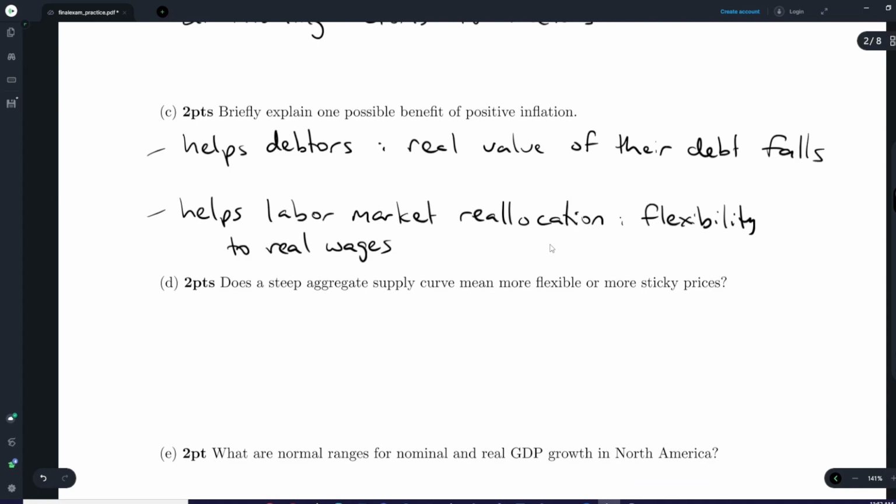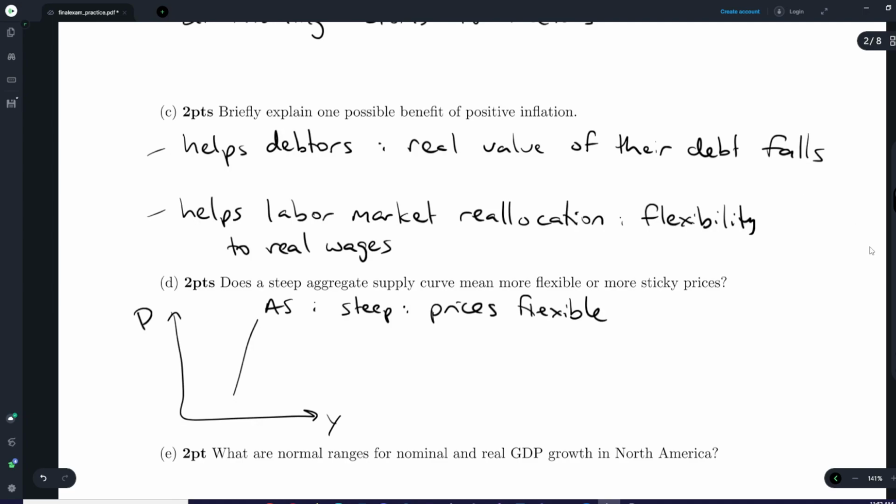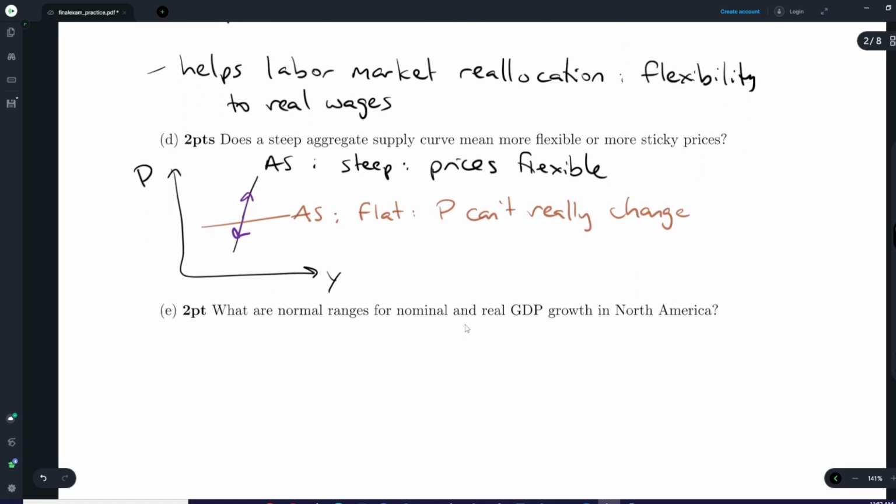Steep aggregate supply curve, right? So the aggregate supply curve is a relationship between output and prices. And so when aggregate supply is steep, prices are flexible. You can see that prices vary quite a bit up and down a steep aggregate supply curve, right? Prices go up, prices go down quite a lot, as opposed to the counterexample here, where you've got a flat curve. That means that price can't really change. So steep is more flexible prices, flat is stickier.